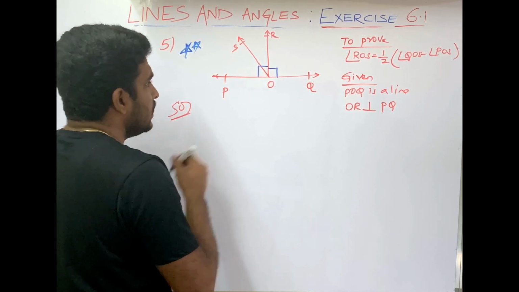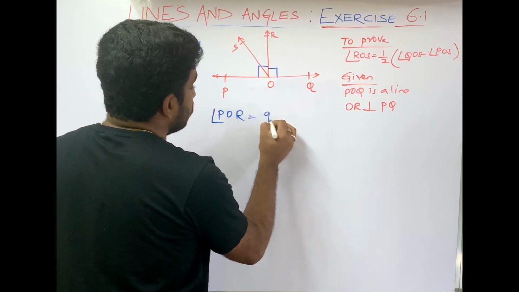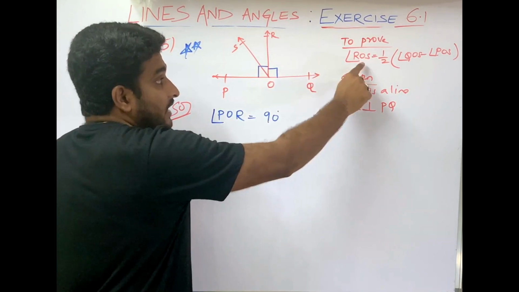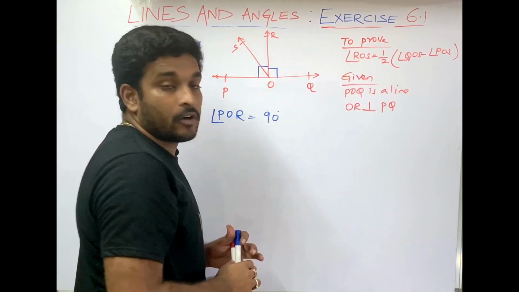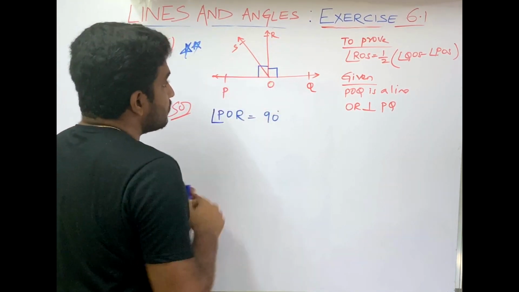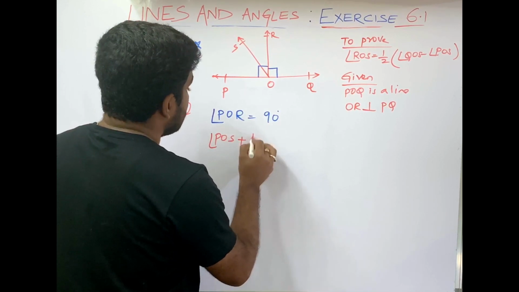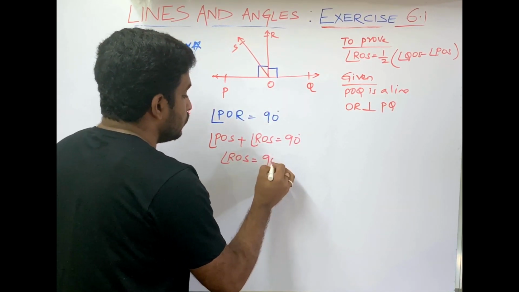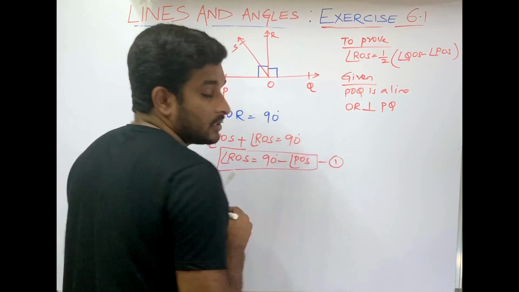Now we'll take individually. Now first if you take angle POR equal to 90 degrees, that means we can write angle POR in terms of ROS, because at last we have to get the answer in terms of ROS, because we have to prove angle ROS equal to half of angle QOS minus angle POS. Angle POR can be written in terms of ROS as angle POS plus angle ROS equal to 90 degrees. That is angle ROS equal to 90 degrees minus angle POS. We'll keep it in a box and we'll name it as equation 1.